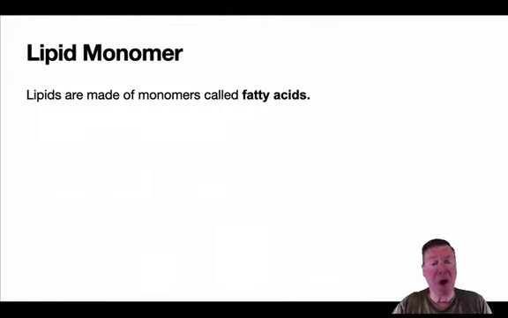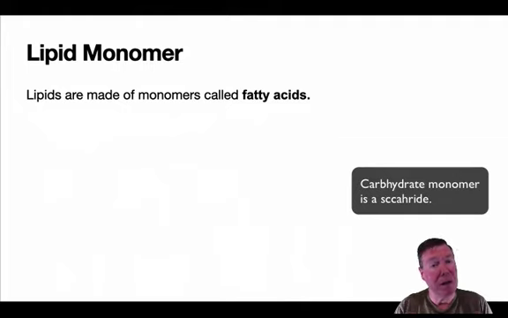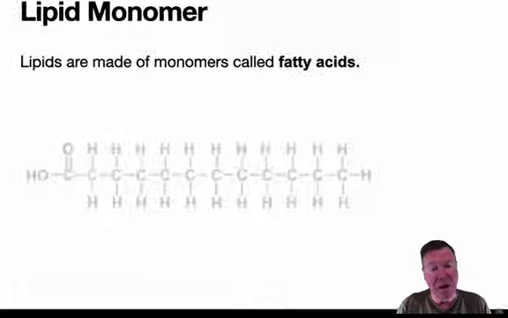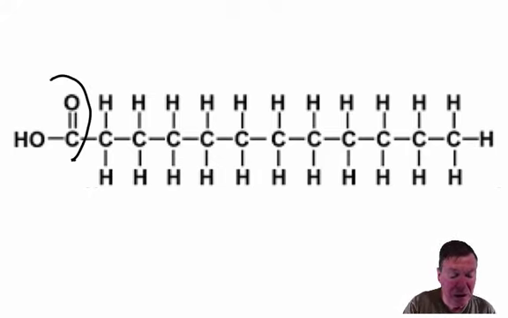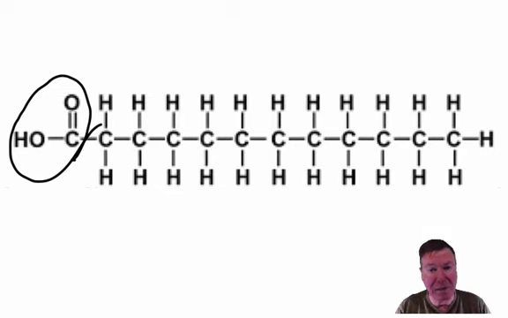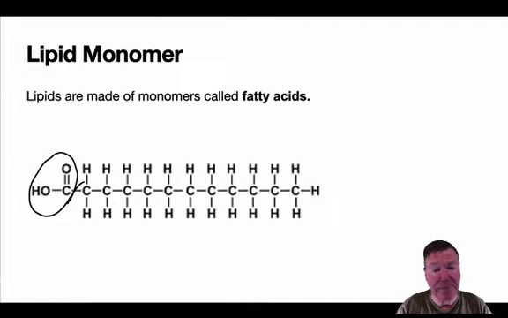We talked about monomers. The monomer of a carbohydrate is a saccharide. The monomer of a lipid is called a fatty acid. A fatty acid basically consists of at least one long hydrocarbon chain, and something at the end, normally a carboxyl group, but I'll talk about that in a minute. Again, don't worry about the structure. Just understand the monomer of a lipid is called a fatty acid.